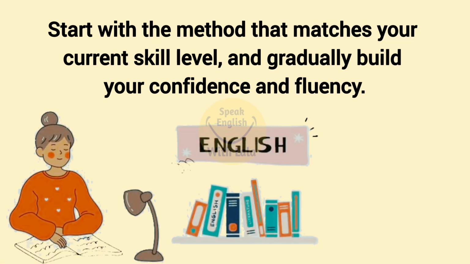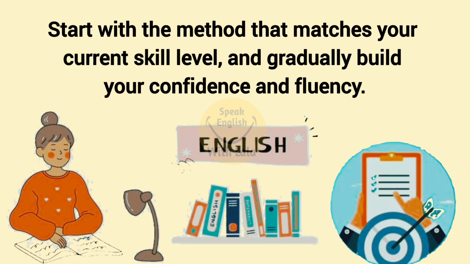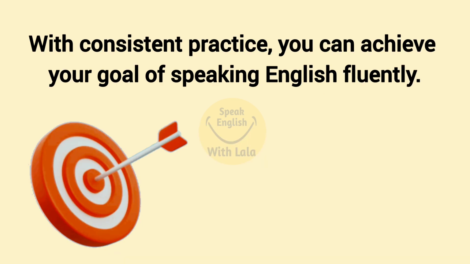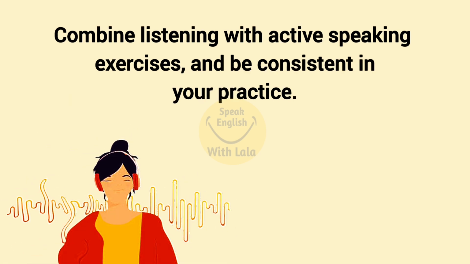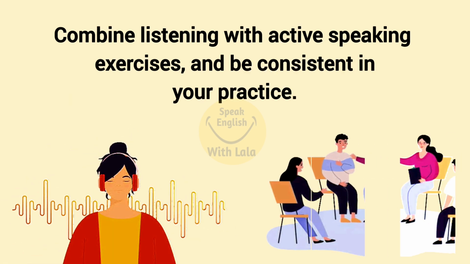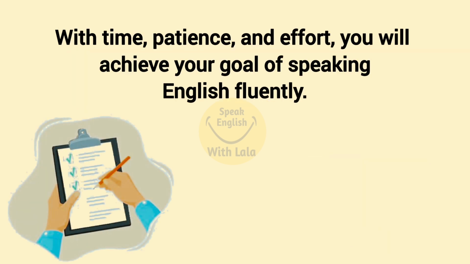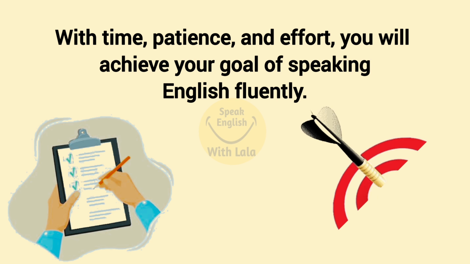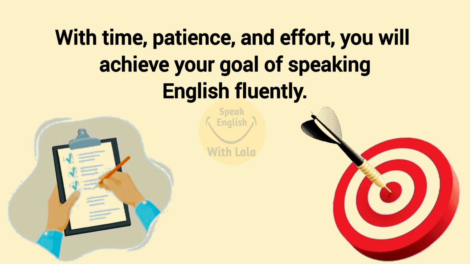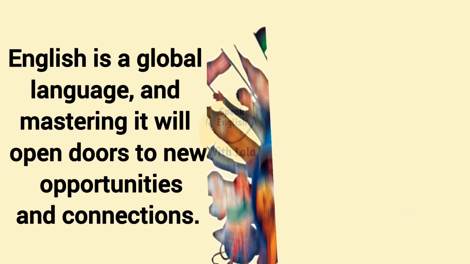Start with the method that matches your current skill level and gradually build your confidence and fluency. With consistent practice, you can achieve your goal of speaking English fluently. Combine listening with active speaking exercises and be consistent in your practice. With time, patience, and effort, you will achieve your goal of speaking English fluently.